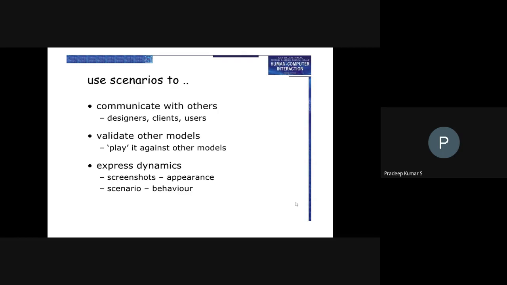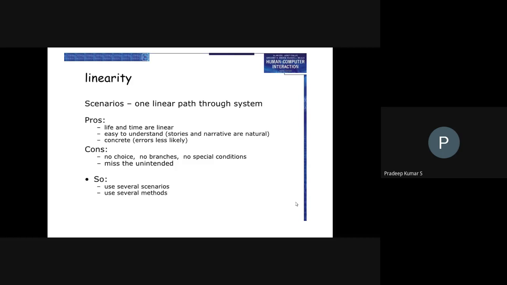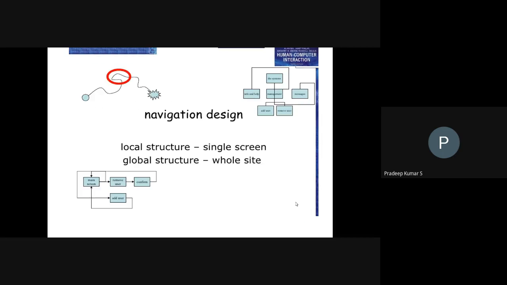That is a behavior, that is, you can say the scenario is a linear path. Here it shows the pros and cons. Life and time are linear, easy to understand. Here the choice like that is misintended. That is the user server scenario. Okay, so these are all. The next one is the navigation design.